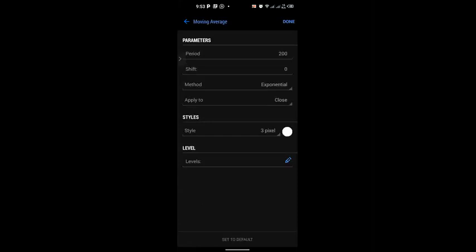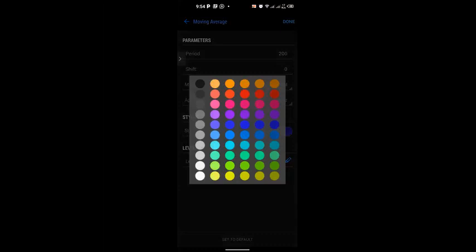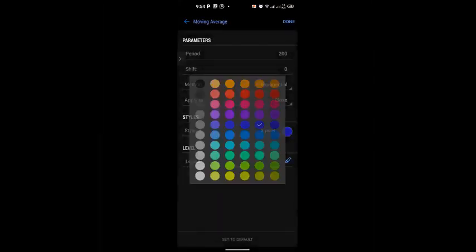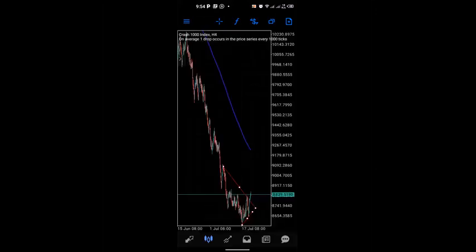We are going to, but already you have taken mine. Period 200 exponential, then the thickness should be at least 3 or 4. Okay. And the color, make it blue. Then we go to done. Okay. All right. Then only one, or we should add another one? Okay, one is okay. Someone else should show us how we can add the Ichimoku Kinko Hyo indicator to the chart.